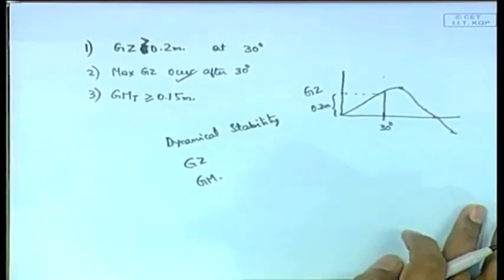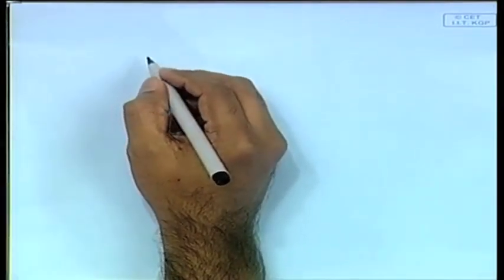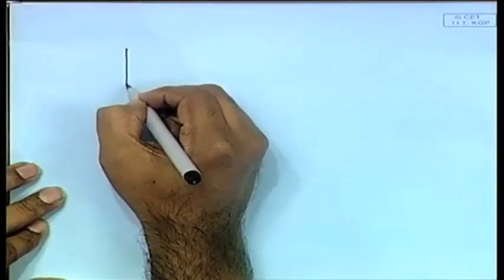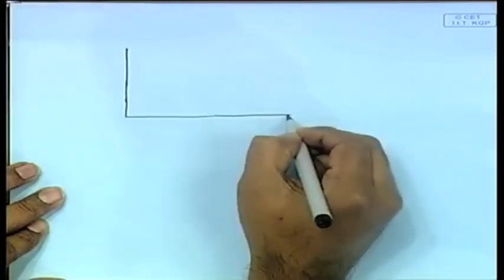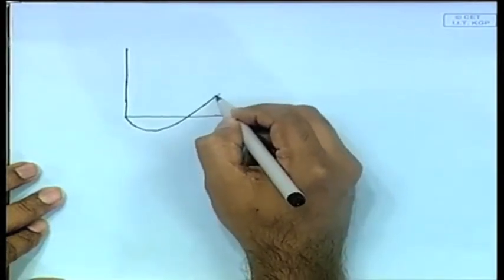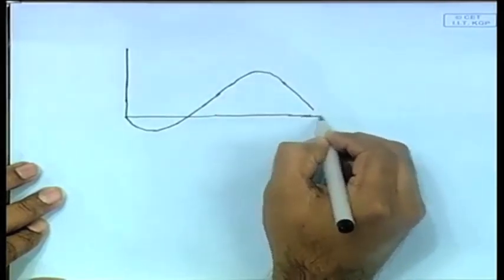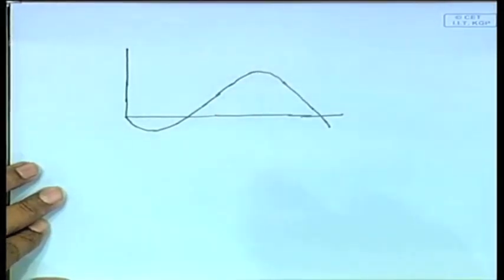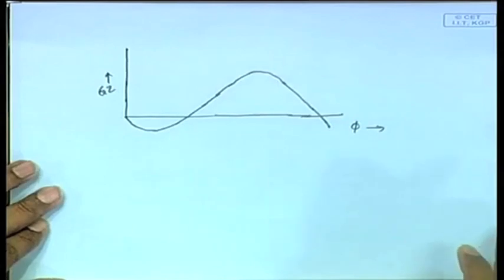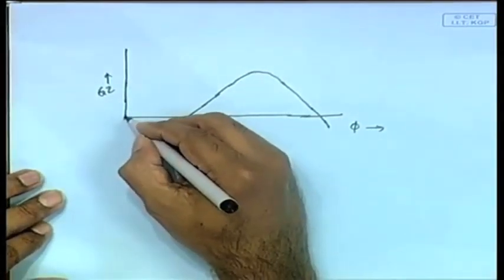Okay, then these are some rules, and from this we can have some ships designed that end up with different kinds of curves. What will happen if you have a GZ curve like this? This is a slightly different form. This is GZ versus phi. What does it mean, let us see that.